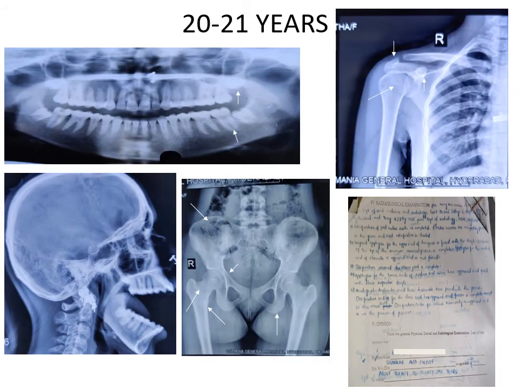Twenty to 21, same, still the crowns of the third molar are within the gums. Roots of the second molar are not calcifying. All the centers around the shoulder joint have appeared and fused with their respective bones. You can see the iliac crest fusing, and the ischial tuberosity also getting fused. The triradiate and the rest of it have fused.